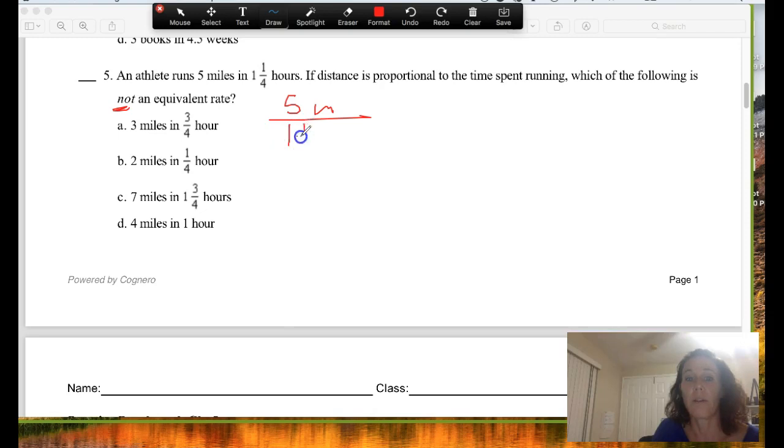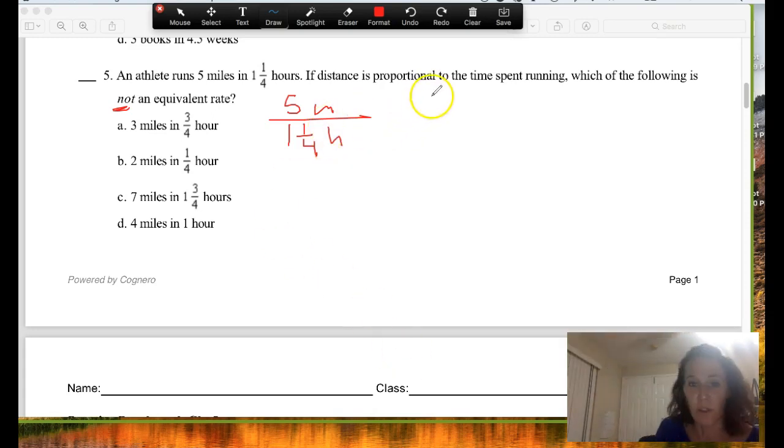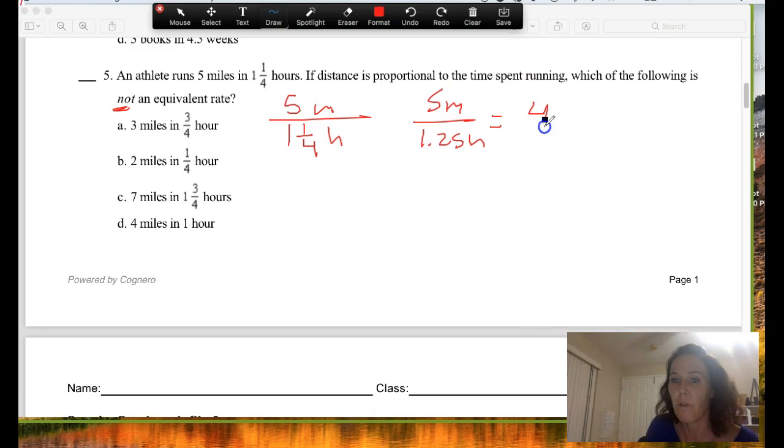So 1 1/4 hours, okay? If you want to change this, you can change that to a decimal. 1 divided by 4 is 0.25. So this would be 5 miles over 1.25 hours. Do the ratio on this on a calculator. 5 divided by 1.25, that's going to give you 4. This will be 4 miles in 1 hour, 4 miles per hour.